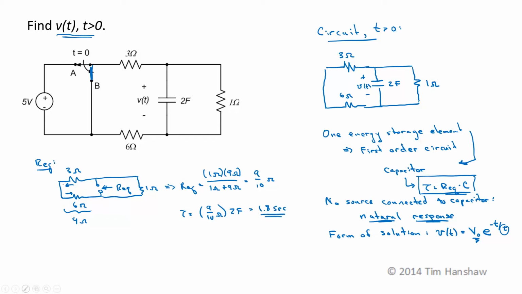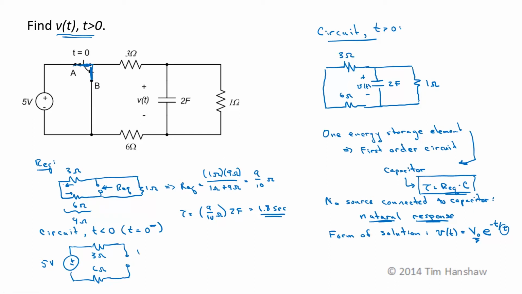Now we need an initial condition. For our initial condition, we rely on the fact that the capacitor can't change its voltage instantly. So take a look at the circuit for t less than 0. In fact, what I want is the voltage across the capacitor at t equals 0 minus, just before the switch moves. So I have a 5 volt source, 3 ohm resistor, a 6 ohm resistor. Now at t equals 0 minus, I'm going to assume this switch has been in position A for a long time and that everything has become a constant.